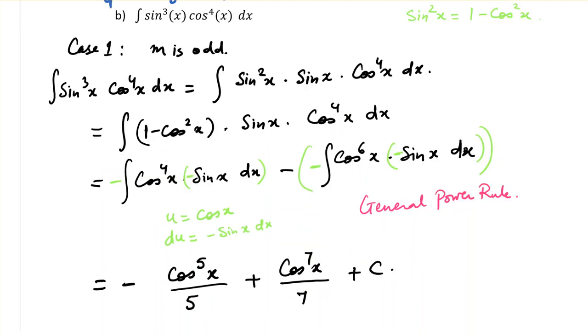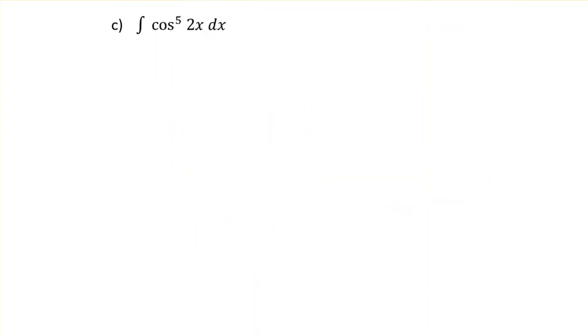So if you have an odd power of sine, always first rewrite that odd power as an even power of sine times sine x, and then change the even power in terms of cosine, and then that will help you to solve the problem. Let's do one more for practice.